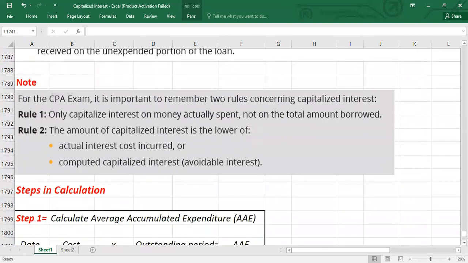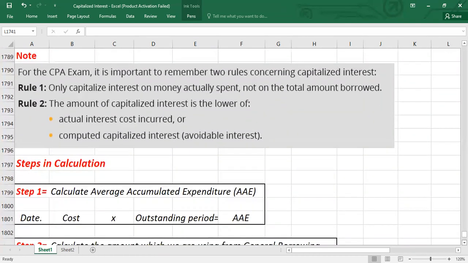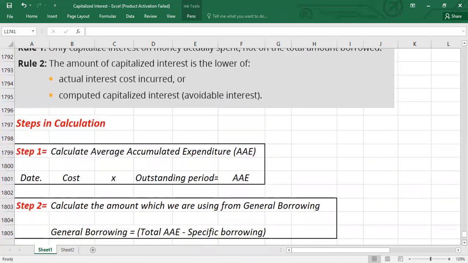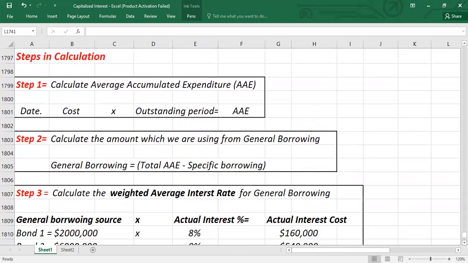Here we go. So first of all, guys, when you want to calculate the capitalized interest cost, overall we can perform 5 steps. First of all, step number 1 is that we have to calculate the average accumulated expenditure. It's also called weighted average accumulated expenditure.